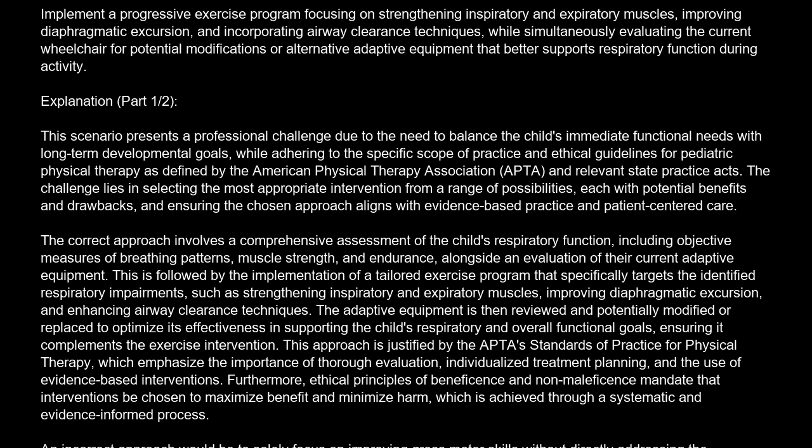The correct approach involves a comprehensive assessment of the child's respiratory function, including objective measures of breathing patterns, muscle strength, and endurance, alongside an evaluation of their current adaptive equipment. This is followed by the implementation of a tailored exercise program that specifically targets the identified respiratory impairments, such as strengthening inspiratory and expiratory muscles, improving diaphragmatic excursion, and enhancing airway clearance techniques. The adaptive equipment is then reviewed and potentially modified or replaced to optimize its effectiveness in supporting the child's respiratory and overall functional goals, ensuring it complements the exercise intervention.